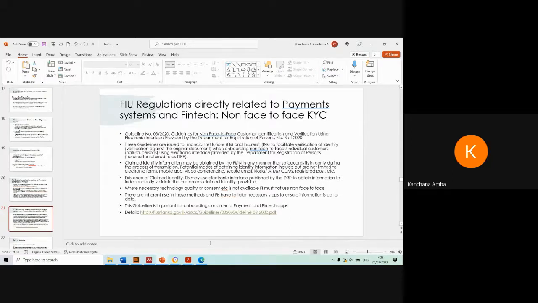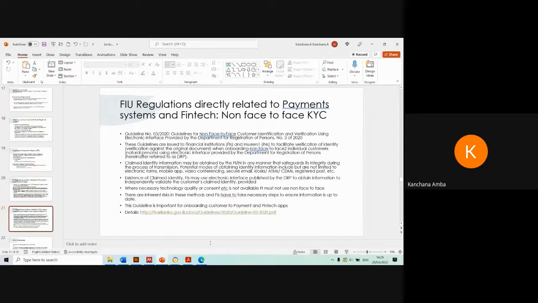The potential modes of obtaining information include, but are not limited to, electronic forms, mobile apps, video conferencing, secure email, kiosks, ATM and CDM machines where you have the PIN, and registered post. So all options are allowed, but the bank takes the risk. The bank has to make sure that its option safeguards integrity during transmission. That's why you have registered post as opposed to normal post, right? And to ensure the existence of the claimed identity, the FI may use the electronic interface.